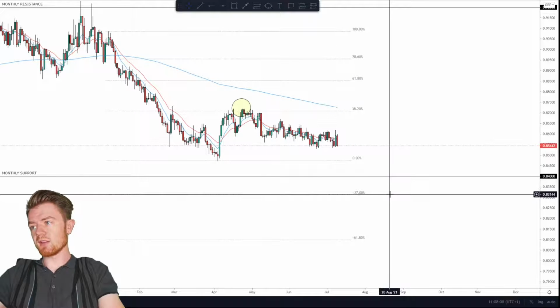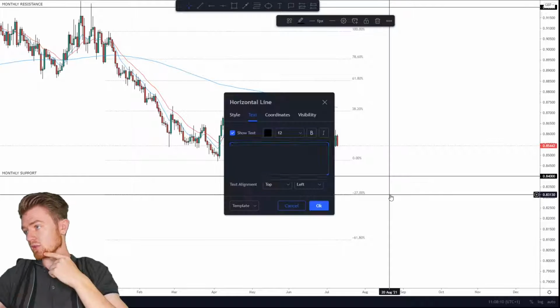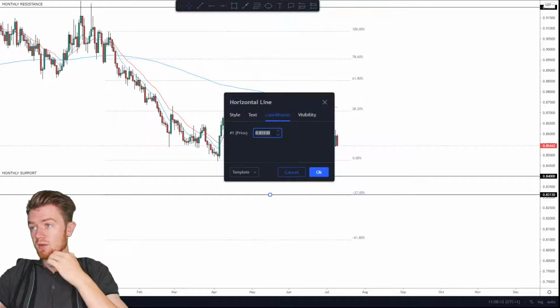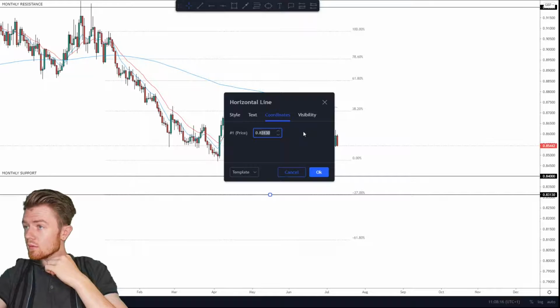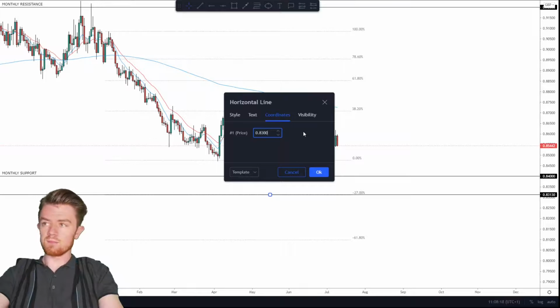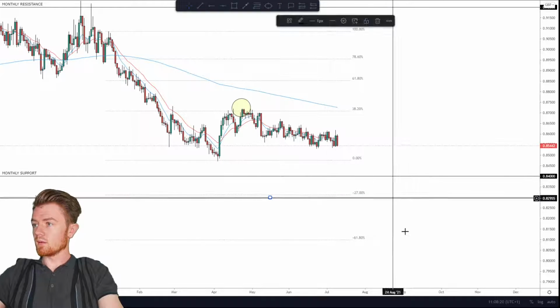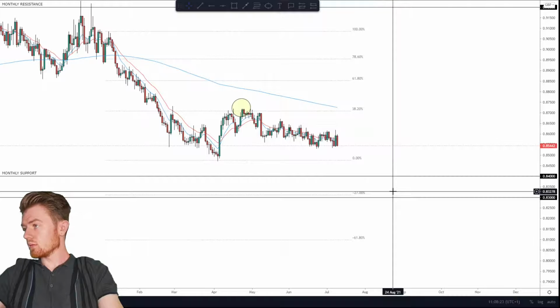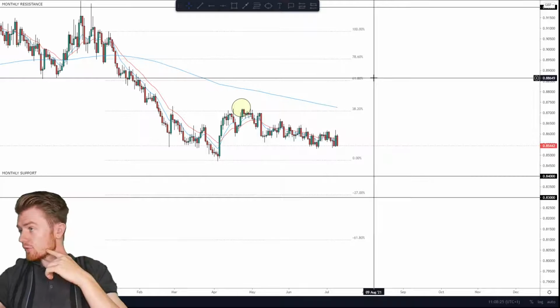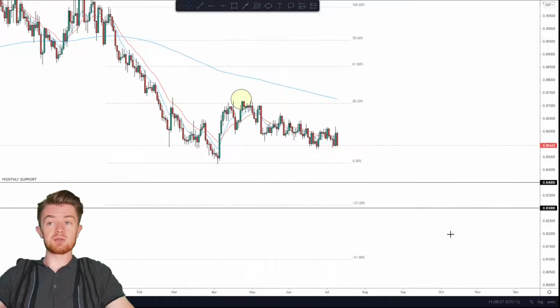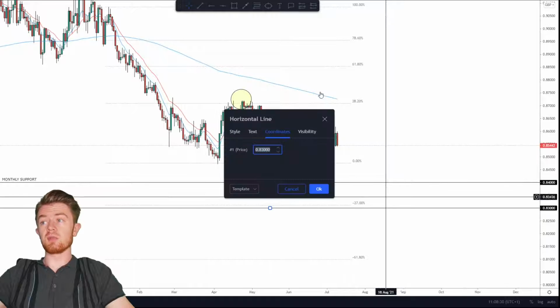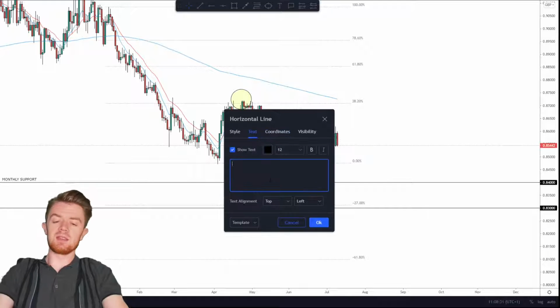If I go Alt H, that'll bring us a level. Again, round it off, 300 there. Yep, that'll do. 0.8300 as a potential downside target. Again, you can label this as a daily fib extension target.